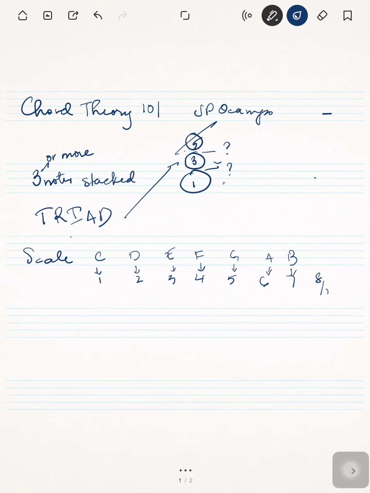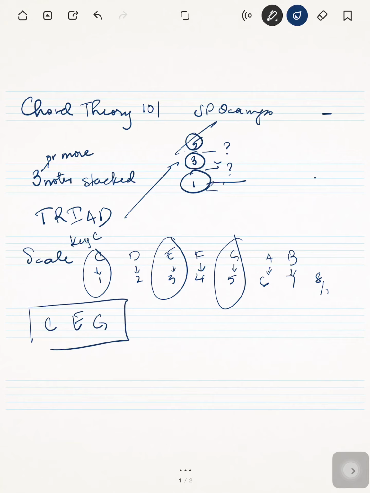And this one is in the key of C. Everyone knows this: C, D, E, F, G, A, B, C. So like we said, we're going to apply this one here. We're going to take the 1, we're going to take the 3, we're going to take the 5, in order to create C, E, G. And this now fundamentally becomes your basic triad.